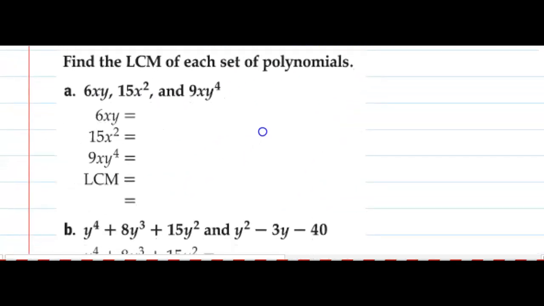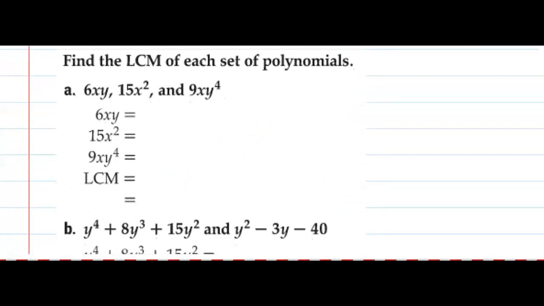Let's practice it with a few more examples. Let's break 6xy into its prime factorization. That would be 2 times 3 times x times y. 15 would break down to 3 times 5, and x squared is x times x. 9xy to the fourth would be 3 times 3 times x, followed by 4 factors of y.